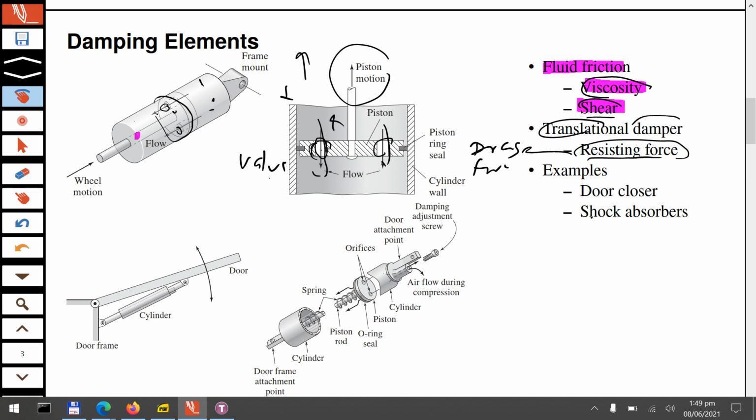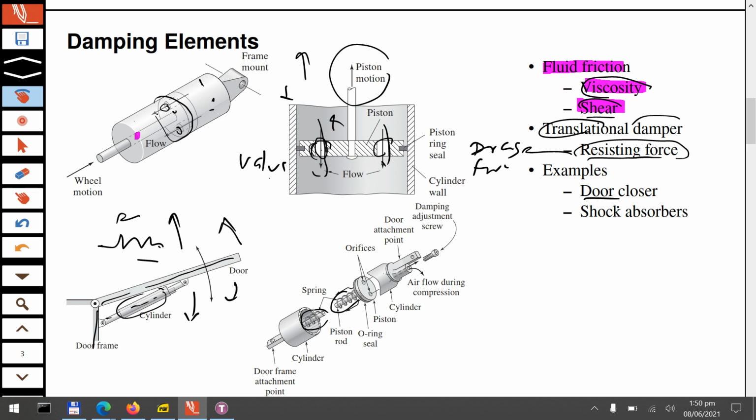For example, you must have seen a door closer. If you have a door which you open and close, and this is the door frame, you must have seen a cylinder-type thing, and inside this cylinder you have a spring. Basically, in the cut-out section you will see the spring. We need the spring because when we open the door, we want the door to close automatically, and that requires a spring. The spring stores energy, restoring force. When you leave it, it comes back.